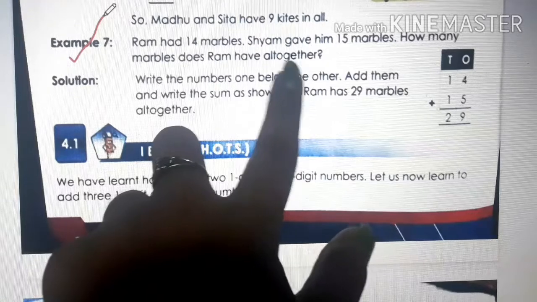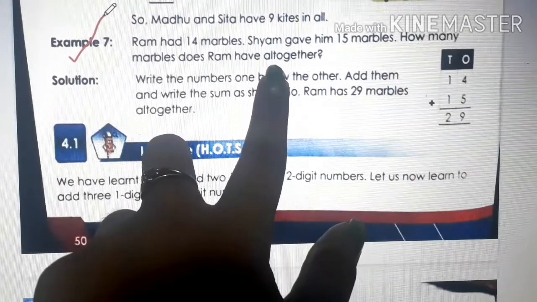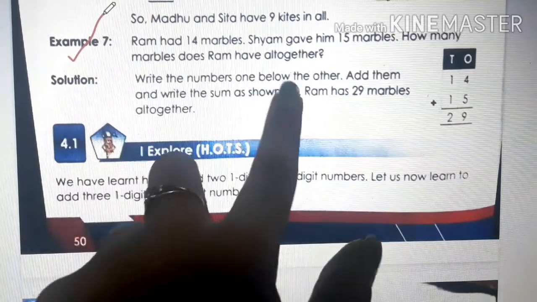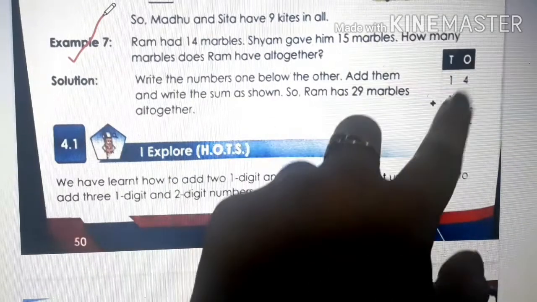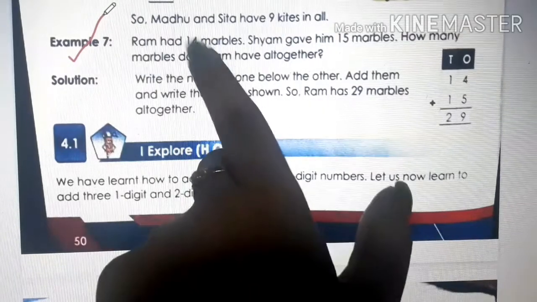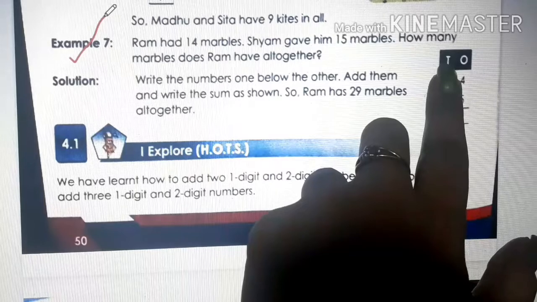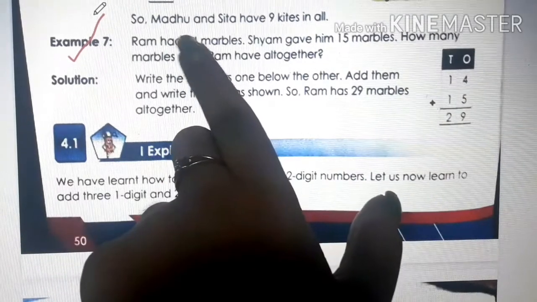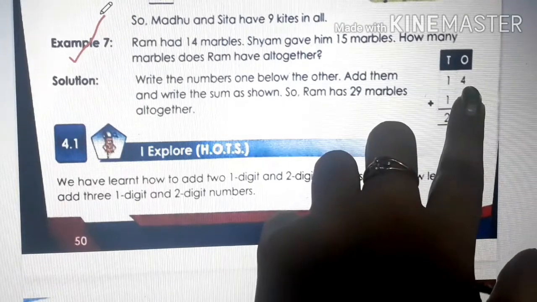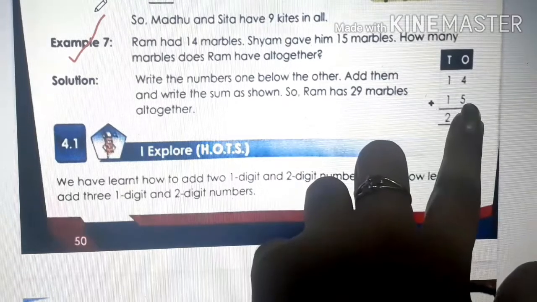What word is used here, children? Altogether. So what are we going to do? Addition. Okay. So write the number. How are you going to add, children? You are going to arrange in a column. So there are 2 places, isn't it? 4 and 1. So you have to write 1's place and 10's place. Then arrange the number. Write 14, 1 in 10's place and 4 in 1's place. Then 15, 1 in 10's place, 5 in 1's place.